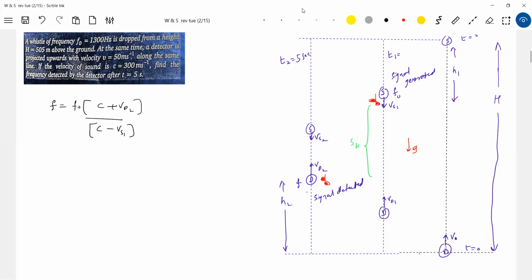So what is VS1? Speed of the source when the signal is generated. What is VD2? Speed of the detector when the signal is detected. We know VD2. VD2 is equal to V0 minus GT2, so this should be equal to 50 minus 10. So the only thing needed is VS1, that is, the time at which the signal is generated. How to calculate that?